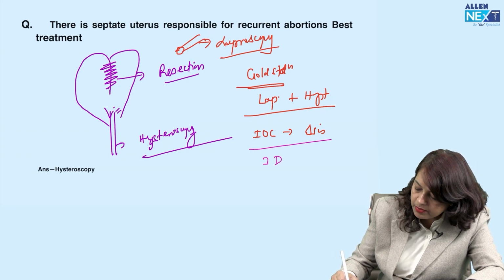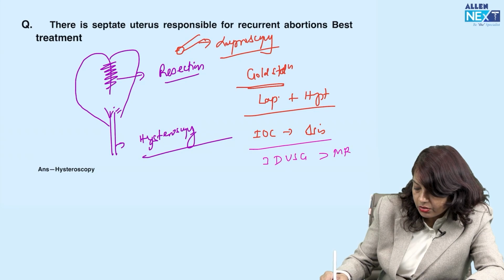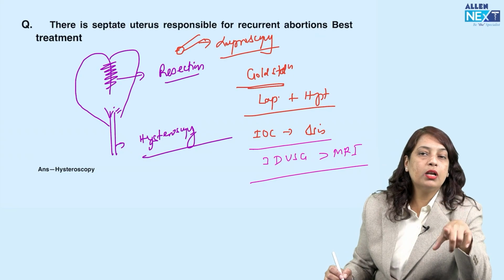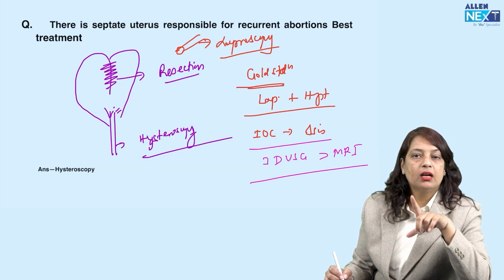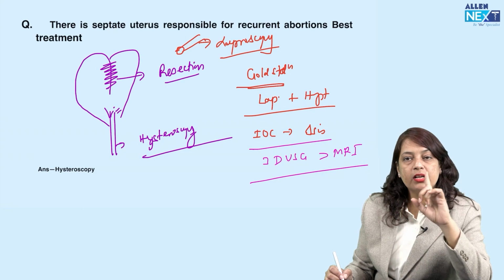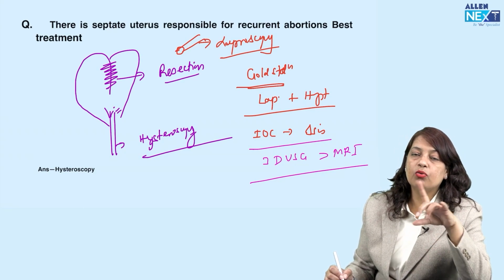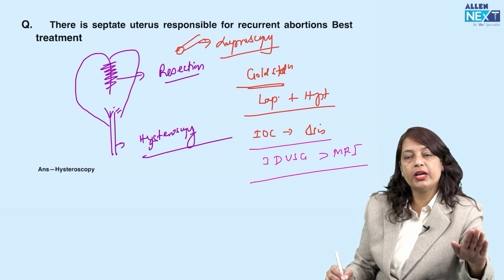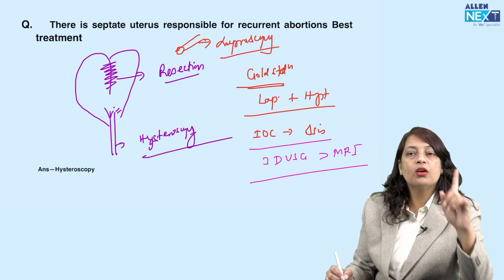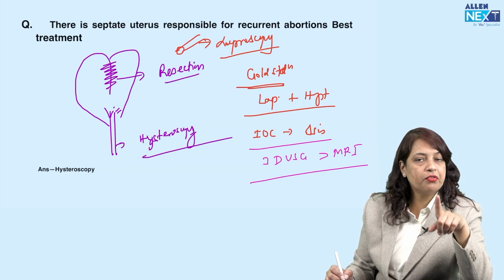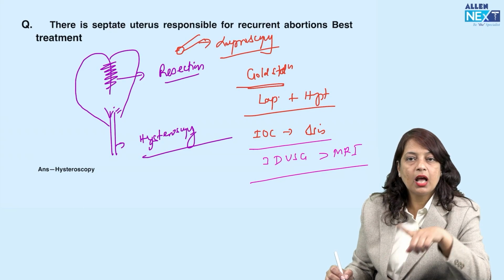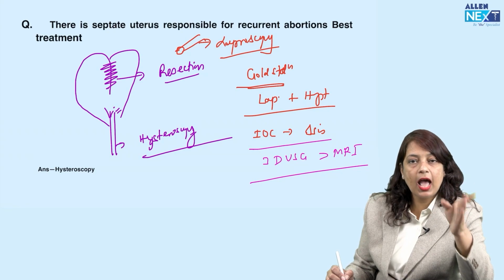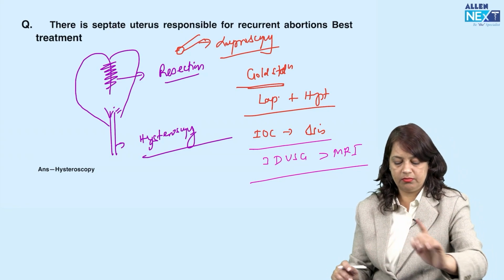nowadays, we do 3D ultrasound. So, 3D ultrasound is more preferred than MRI. One more thing, only if Mullerian duct anomalies are causing recurrent abortions or infertility, only then you are going to treat. If it is just an incidental finding, please do not treat the Mullerian duct anomalies. One more thing, if you're dealing with a case of infertility or recurrent abortions and you come across a Mullerian duct anomaly, always rule out other causes of abortions and infertility first. Fine.